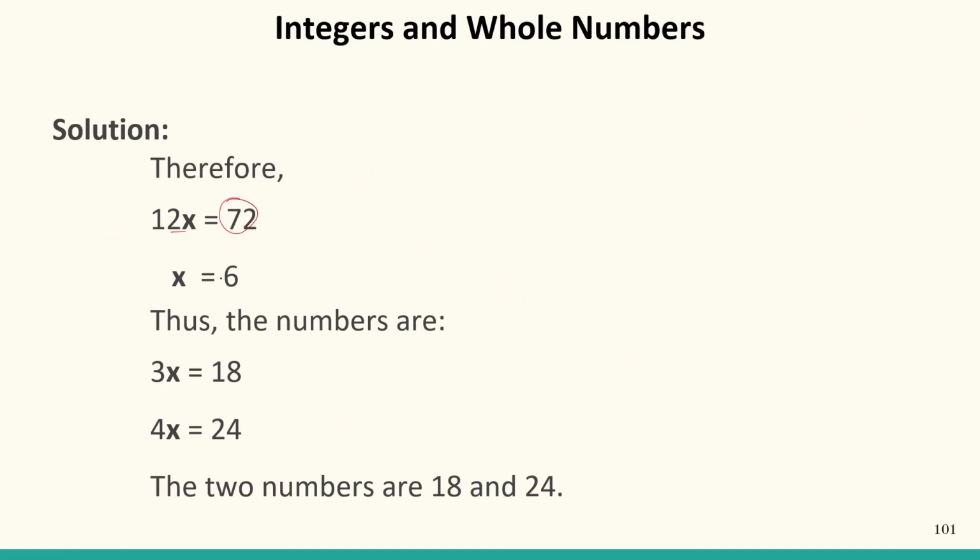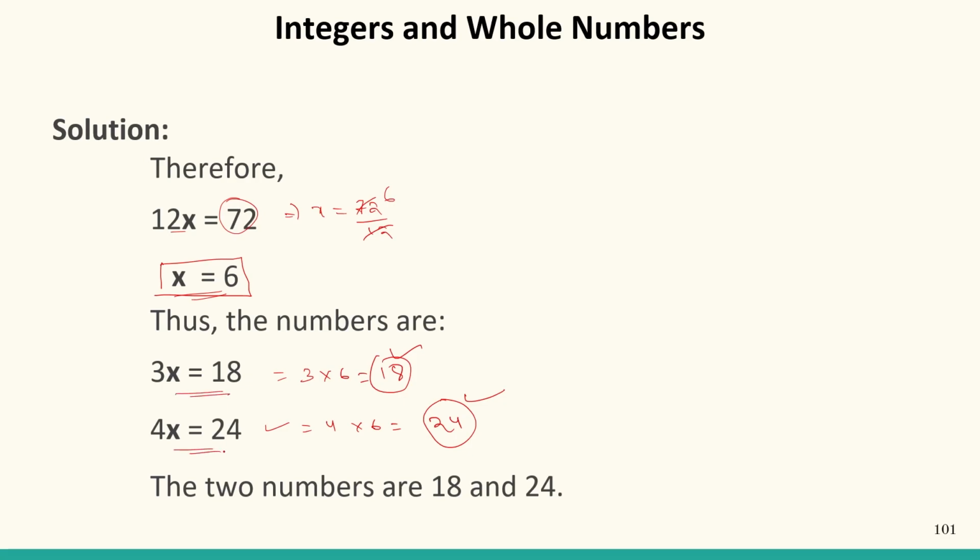Therefore 12x is equal to 72. So x will be equal to 72 by 12. Since 12 into 6 is equal to 72, x is equal to 6. So 3x is equal to 18, because 3 into 6 is 18, and 4x is equal to 4 into 6, which is 24. So the two numbers will be 18 and 24.